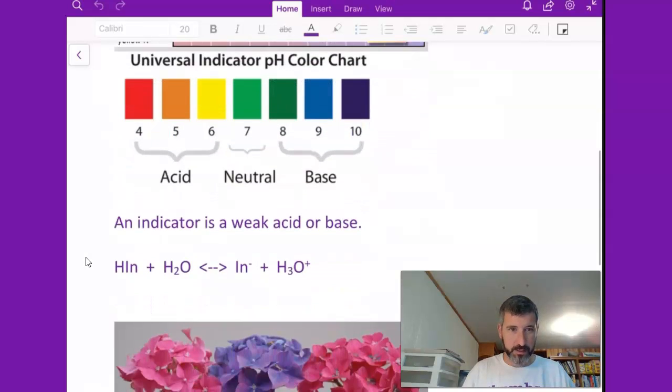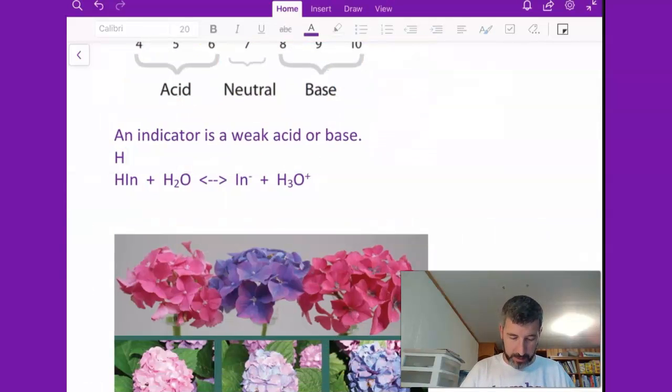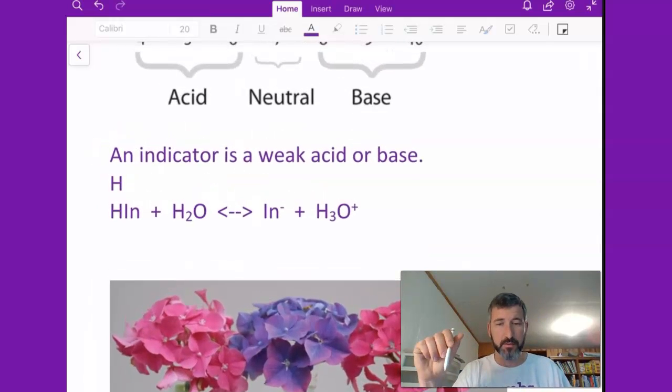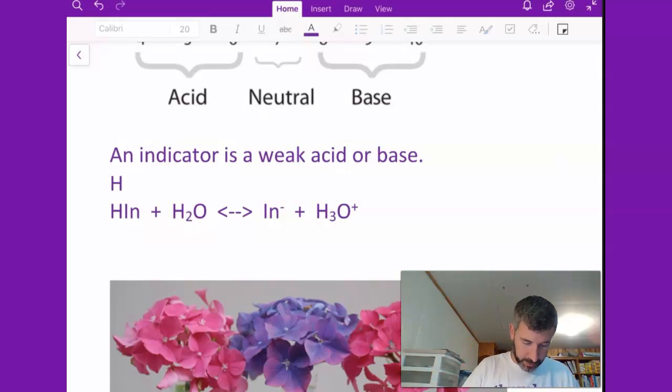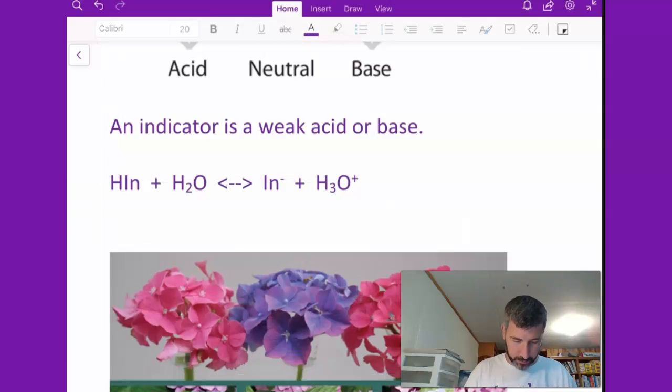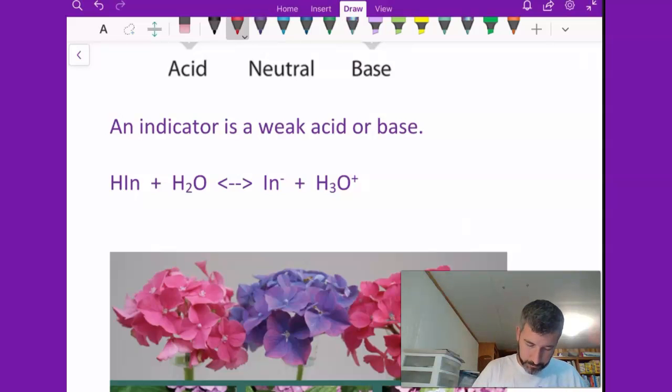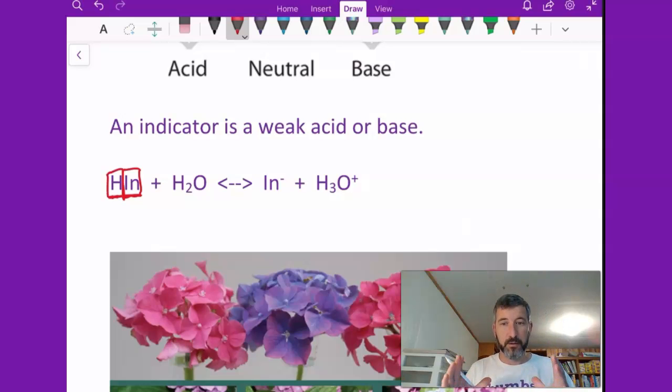Okay, so how does this work? What's happening here? It's not magic. It is simply that an indicator itself is a weak acid or base. An indicator, and this HIn is just a generic way of saying indicator. So you've got the HIn molecule. And I used In because it's short for indicator. So basically this is a molecule that has an In part to it. And that In might actually be a very large complex molecule, but it's got this H attached to it, okay?